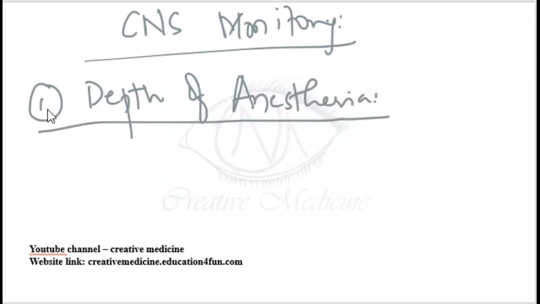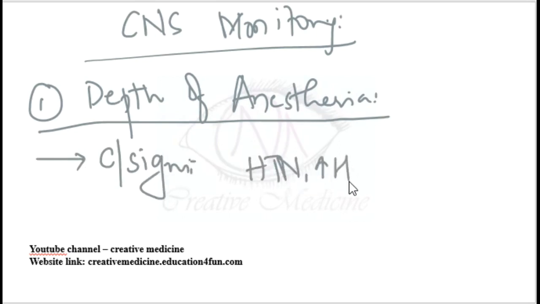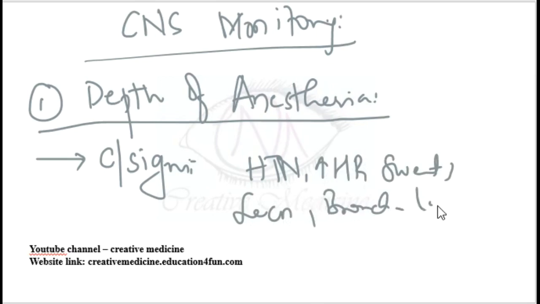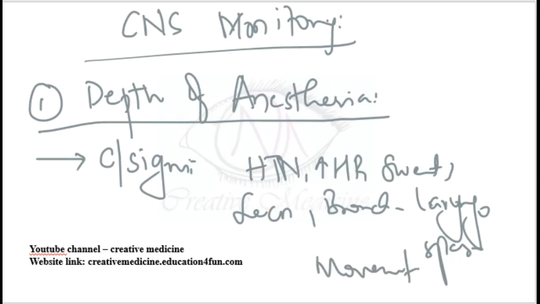Depth of anesthesia. In central nervous system monitoring, depth of anesthesia is monitored. The clinical signs of light anesthesia include hypertension, tachycardia, sweating, lacrimation, bronchospasm, laryngospasm and movements. So all these are the clinical signs of light anesthesia. In order to know the depth of anesthesia, we have two monitors.